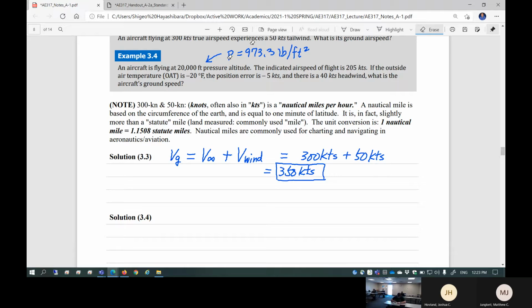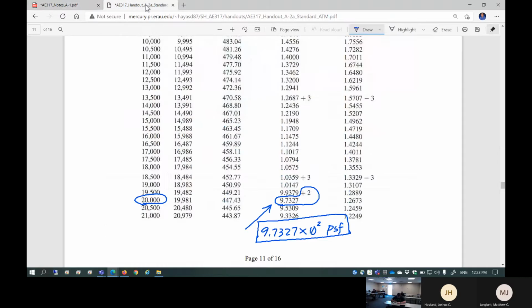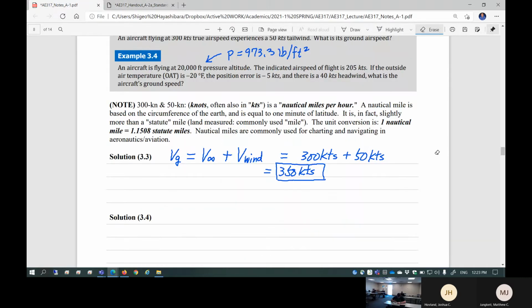Am I right? Is that the correct number? 973.3. Yeah, okay, that's right. 973.3 pound per square foot. That's the pressure. That's the meaning of pressure altitude. Okay.